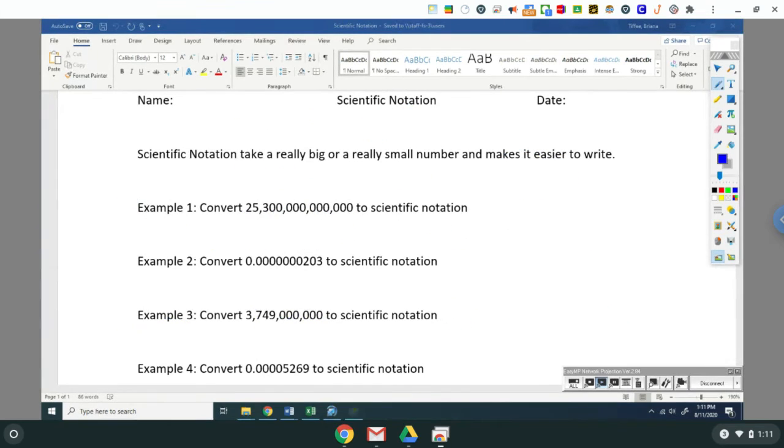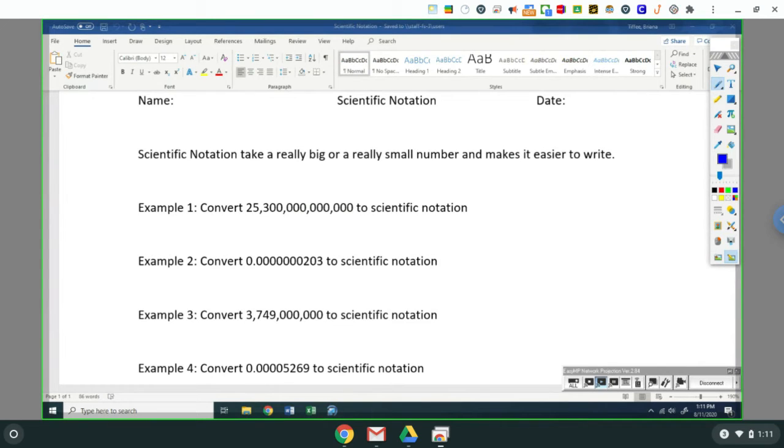Now we're going to take a really, really small number and change it to scientific notation. So we're going to do example 2. Again, I have 2, 0, 3. In this case, the 0 is significant because it's followed by a 3. So my scientific notation will start off as 2.03 times 10 to the negative exponent. The reason why it's negative is because I'm changing a decimal to scientific notation. When you do that, you have to use a negative.